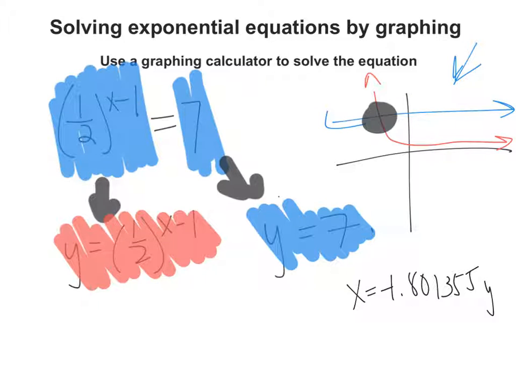-1.80735 and y equals 7. So we know that y is going to equal 7 when x is approximately -1.81.